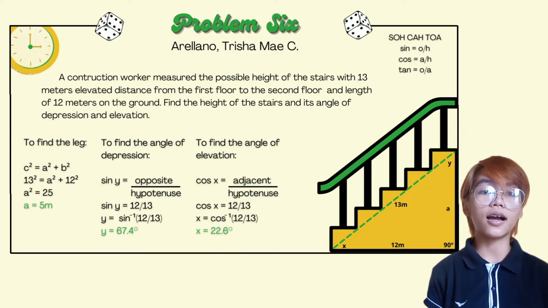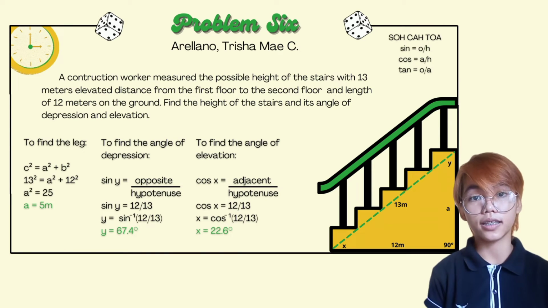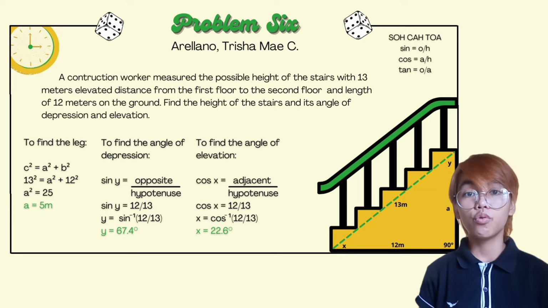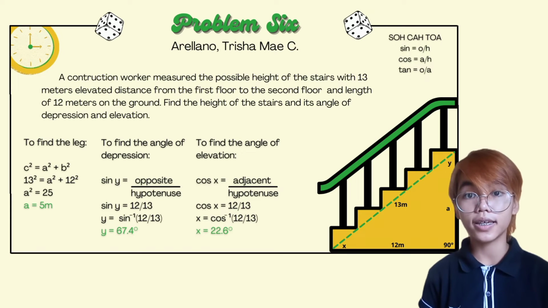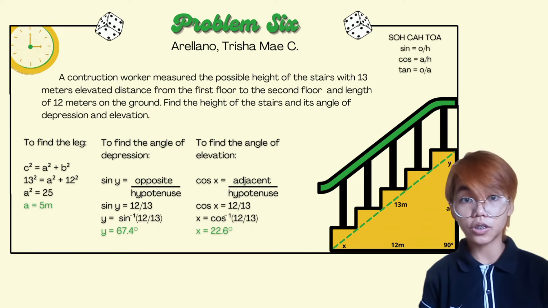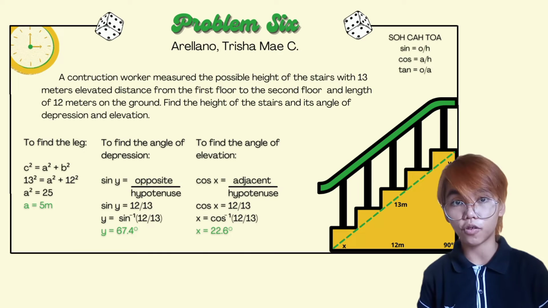Next is to find the angle of depression. Like what we did before, we will use SOHCAHTOA as a guide. Since we have a leg and the hypotenuse, we will use sine for the value of y. So sine y is equal to opposite over hypotenuse. Substitute, we have sine y is equal to 12 over 13. Y is equal to sine raised to negative 1 of 12 over 13. Let's calculate. We have y is equal to 67.4 degrees.